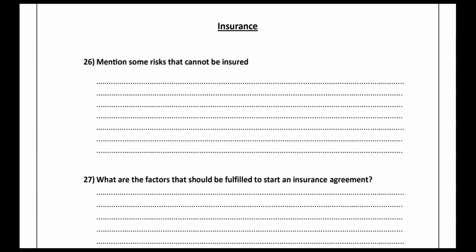Okay, so write it down. Any risk that may occur naturally. And the next, the third type of risk.